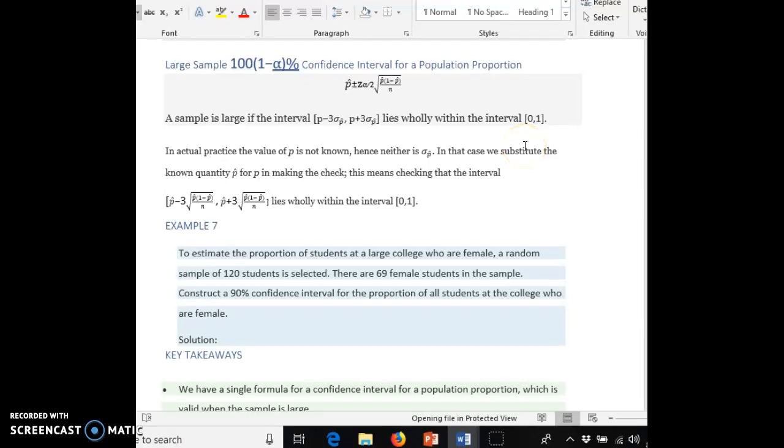So in this section, we're going to look at proportions rather than means, and we're going to find confidence intervals for proportions. And notice our formula is now different. So let's look at example 7.